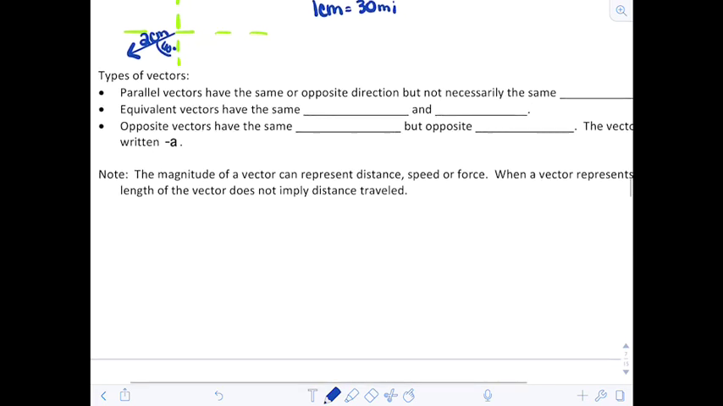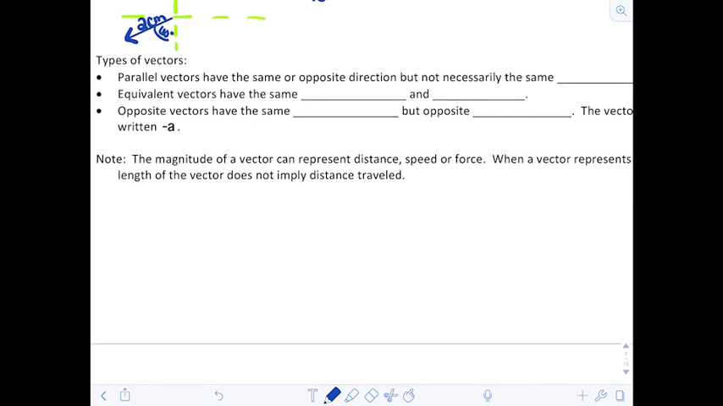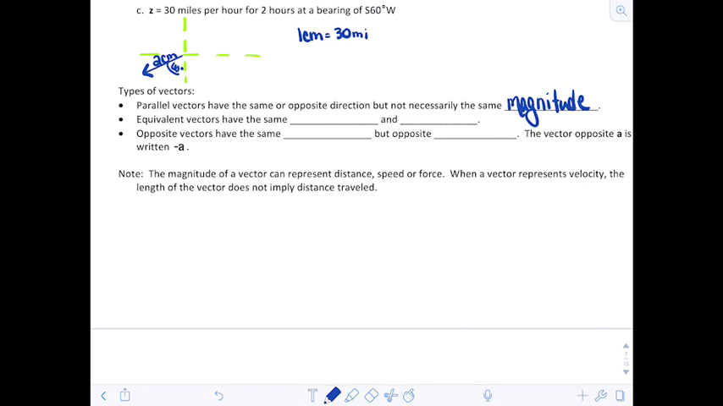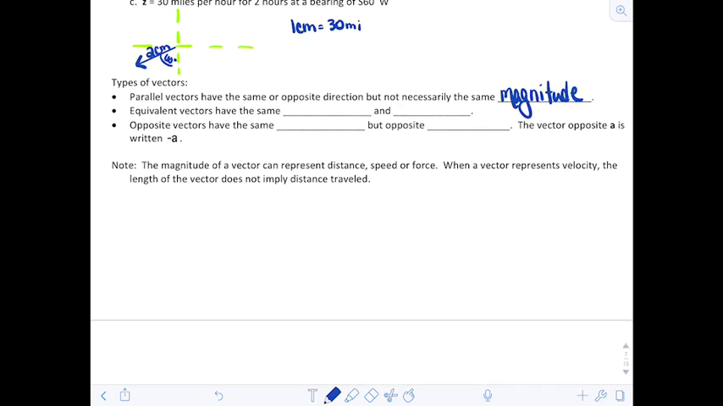Okay, types of vectors. So parallel vectors have the same or opposite direction, but not necessarily the same magnitude. They can be different lengths, different speeds, and have different forces. Now, equivalent vectors would have the same direction and magnitude. Opposite vectors are going to have the same magnitude, but different direction.